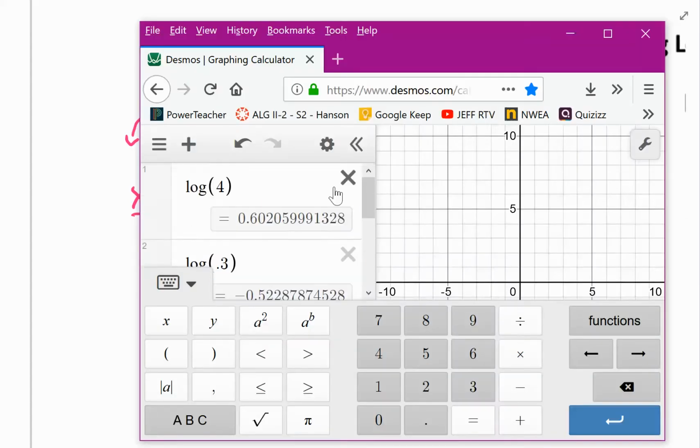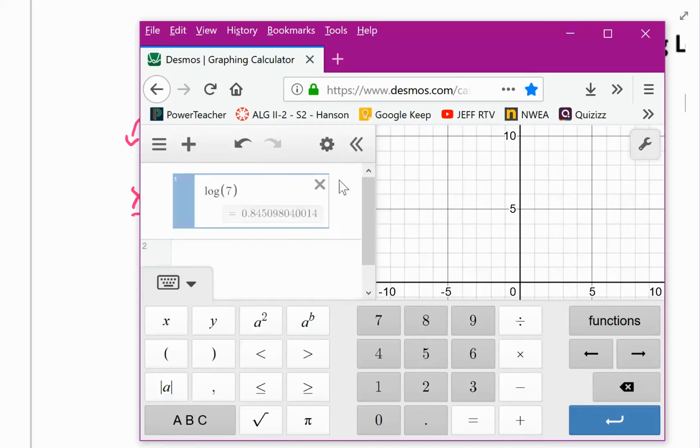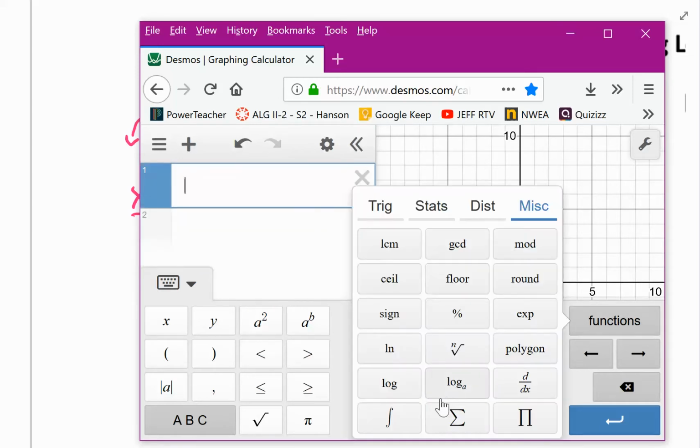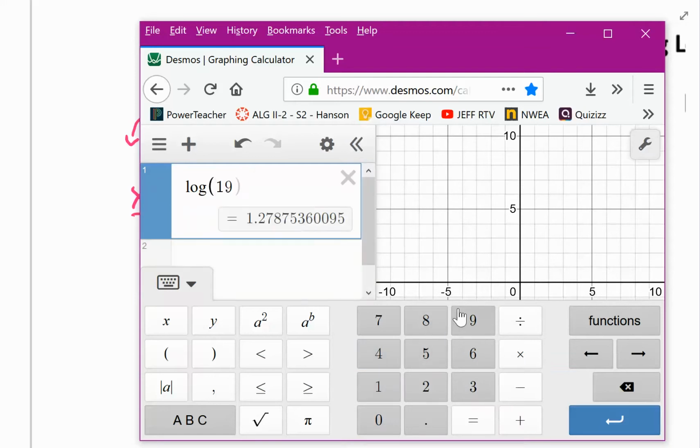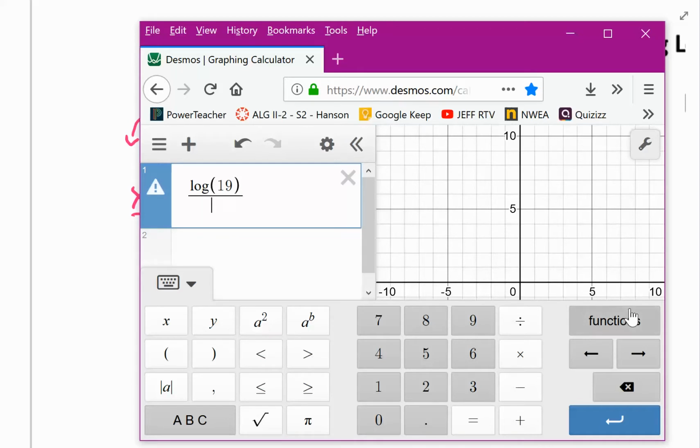Back to Desmos. I'm going to get rid of some of these old functions. So we need log of 19, I'm going to close those parentheses, divided by a new log of 4, close parentheses, just to be safe. So we have 2.12, because we're still rounding to the hundredth place, 2.12.